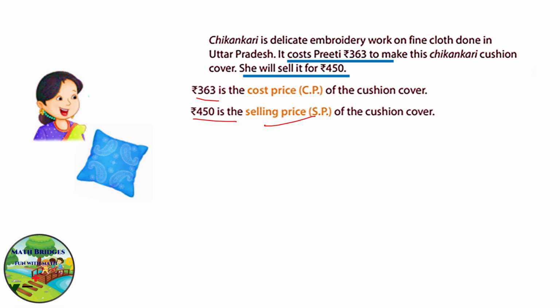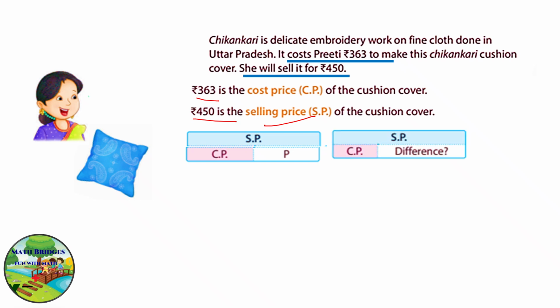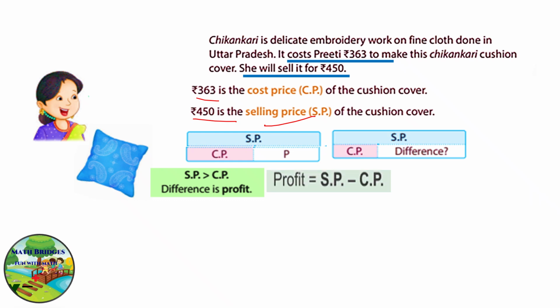Now you observe here, we will represent it in the form of a model. Selling price is more, so on the top you make one box and write selling price. Draw one more box below. So cost price is 363 rupees. Profit is the difference, which we have to find. So what did you observe here? Selling price is more than CP, which means it is profit. So the profit formula is SP minus CP that we have to do.